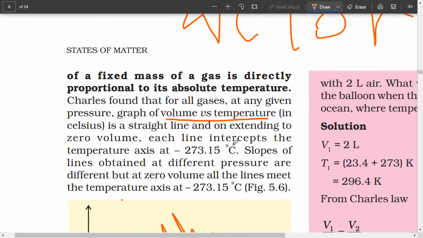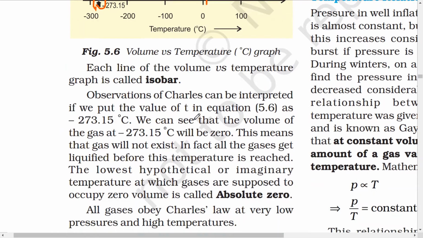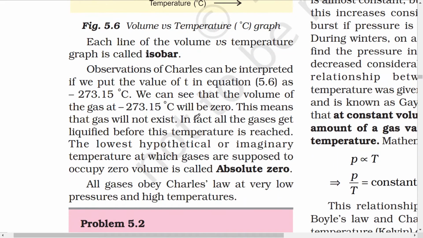Each line intercepts the axis at minus 273 degrees Celsius. Slopes of lines obtained at different pressures are different, but at zero volume, all the lines meet the temperature axis at minus 273.15 degrees Celsius. Also, volume becomes zero for gases at 0 Kelvin. Each line of the volume versus temperature graph is called isobar.